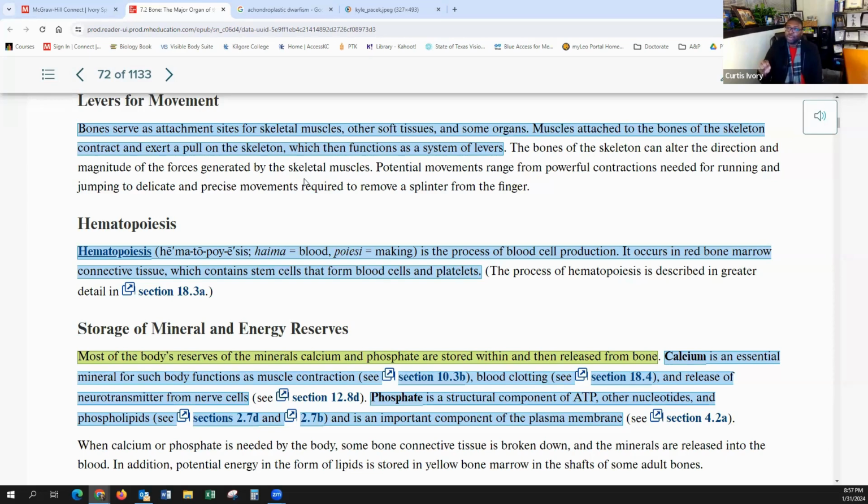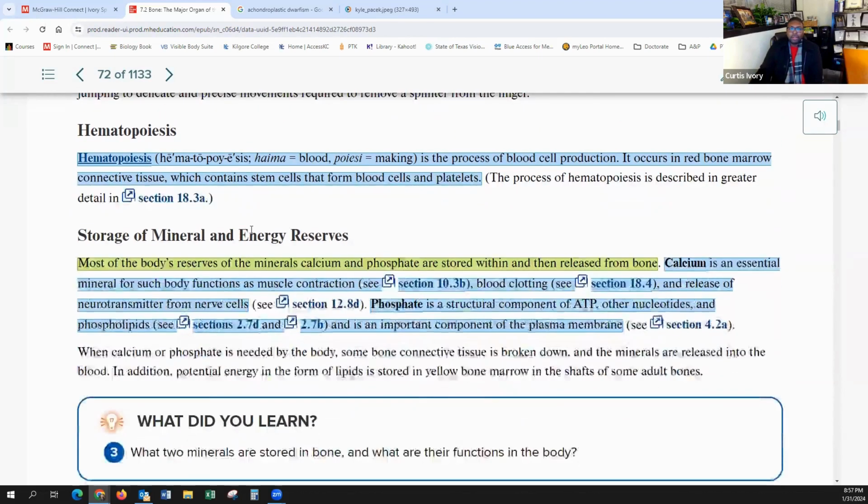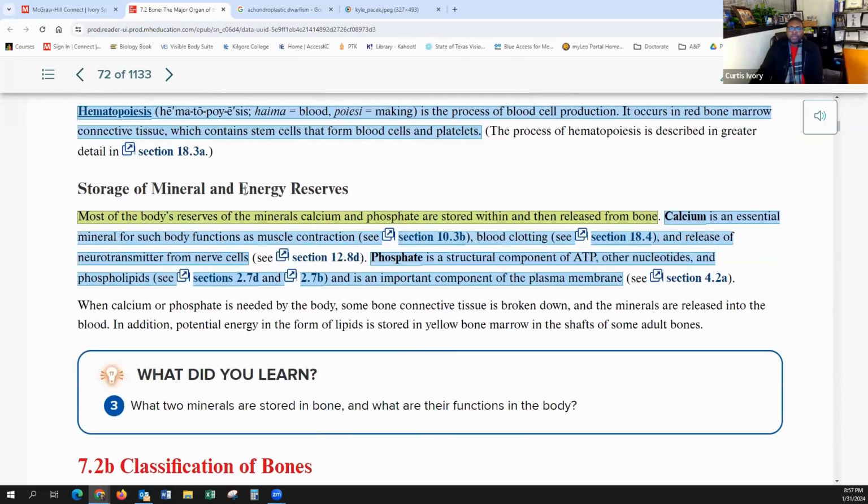And that is being produced on the inside of your bones, also known as the red bone marrow, which is where it gets its name red, because that's where a lot of your red blood cells are produced, along with your white blood cells as well. Along with that, your bones also store some things. It's going to store two things predominantly, which is calcium and phosphate.